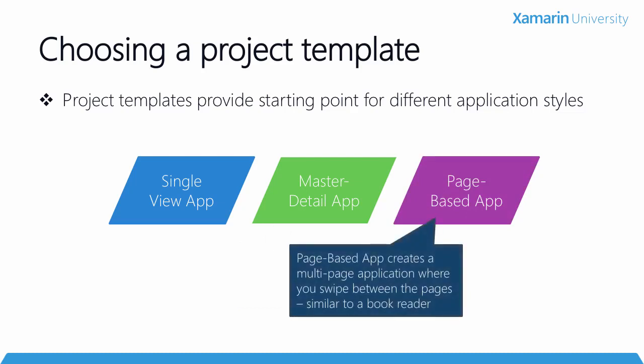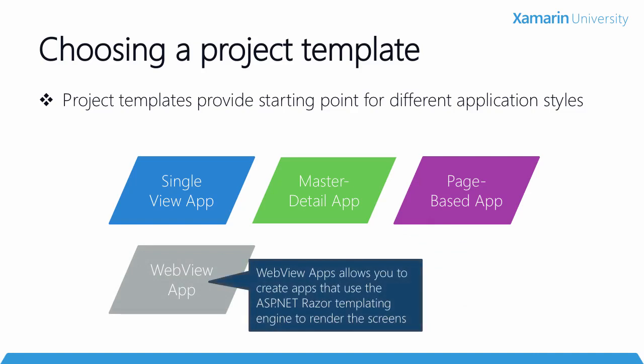Next, we have the page-based application. This creates a single screen app that lets you swipe through different pages of information, sort of like a book. For example, the PDF Reader or the Kindle app or the Nook app would all be examples of this type of application. If you're trying to build an app where the screen remains consistent but you're swiping between pages of related information, then this might be a good starting template to use.